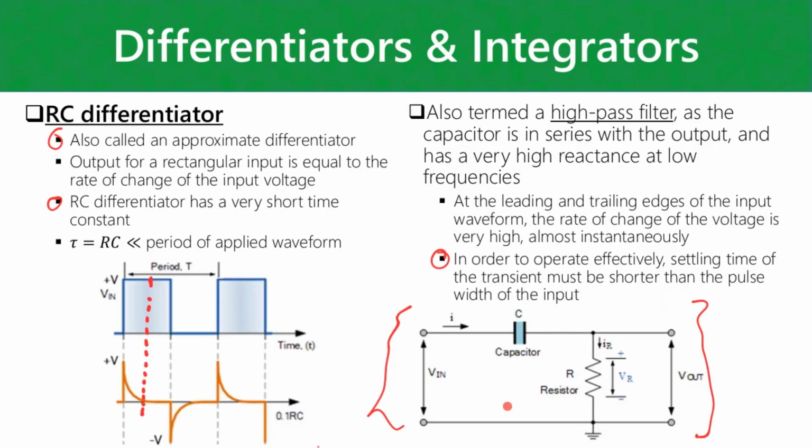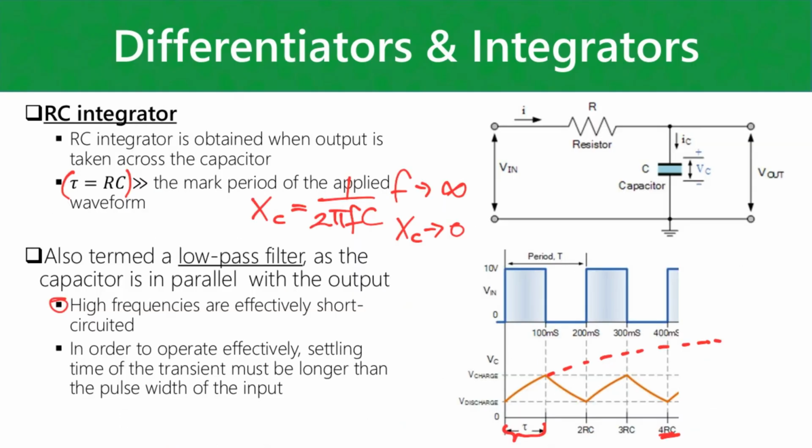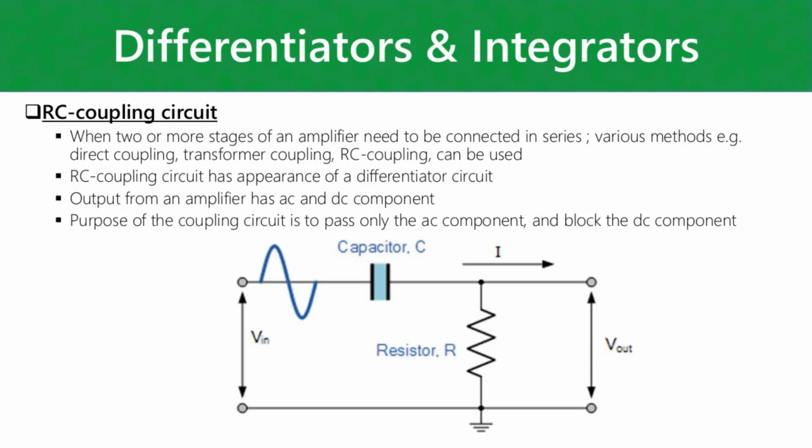Actually, I should have shown it here as well. So if we use XC equals 1 over 2 pi FC, again, for this one being a high pass filter, it's actually going to let a higher voltage sit across the resistance. All right, and just to wrap up the RC circuit.